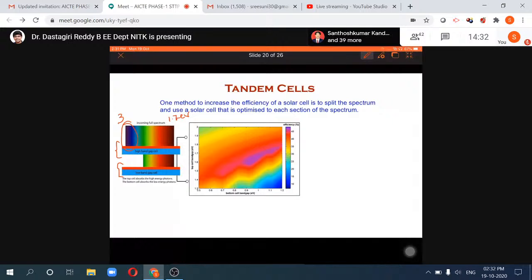So there is a huge amount of research going on around this. One study says that if you increase the junctions, the solar panel efficiency can go as high as 60%.